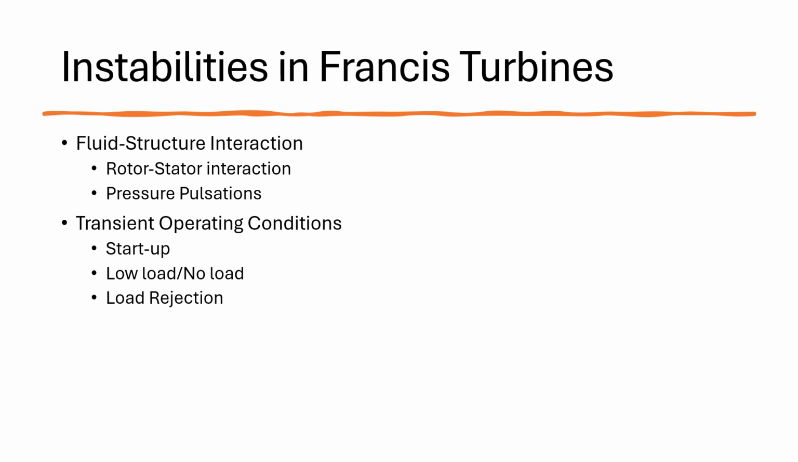Another issue here is the transient operating conditions. If you think of something like your car, when you start your car, that normally has a wear effect, compared to just cruising 55 down the highway. It's similar to that. When you start up, or you're just running a low load, on these hydropower systems, it creates extra wear. So that's another thing that causes instability in the Francis turbines.